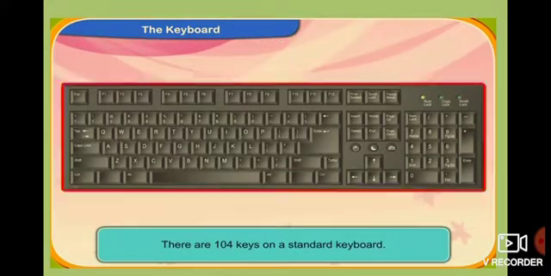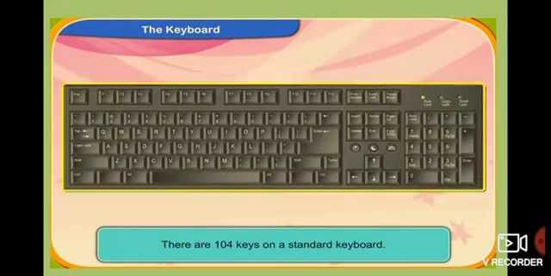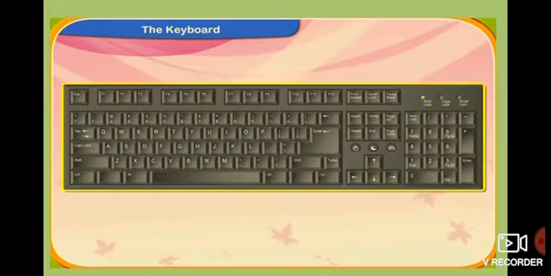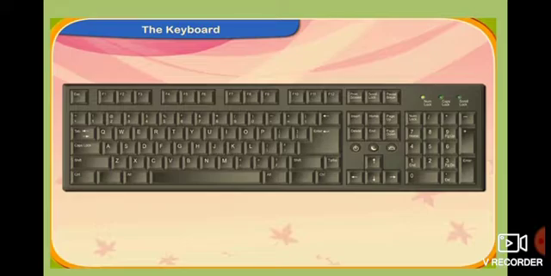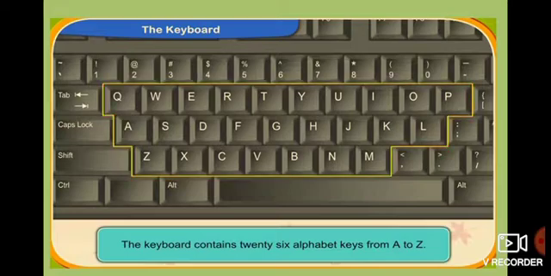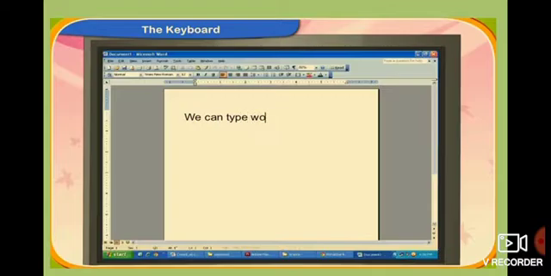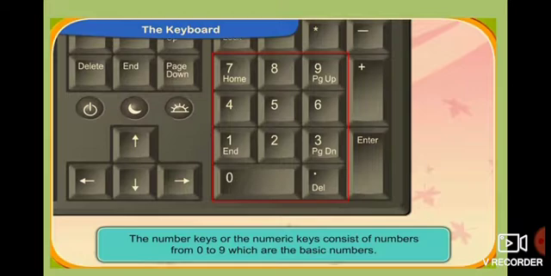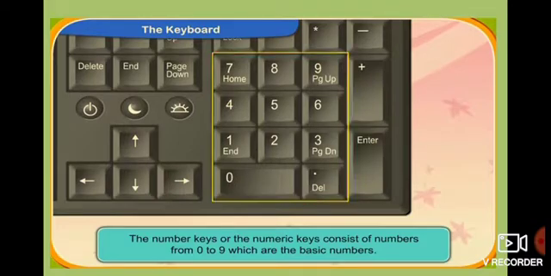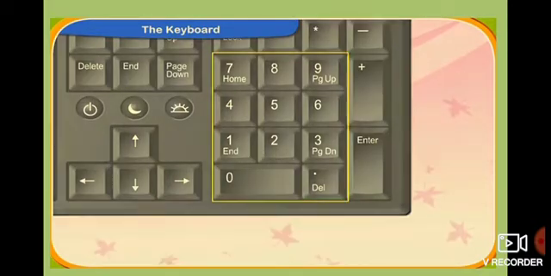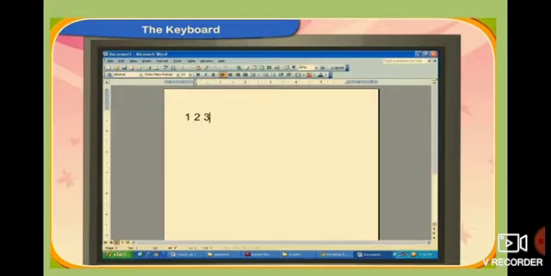Do you know how many buttons are there on a standard keyboard? No. There are 104 keys on a standard keyboard. I can see alphabets and numbers on the keyboard. Yes, the keyboard contains 26 alphabet keys from A to Z. We can type words and sentences in the computer using the alphabet keys. The number keys are also called the numeric keys. They consist of numbers from 0 to 9, which are the basic numbers, and are used for typing numbers.